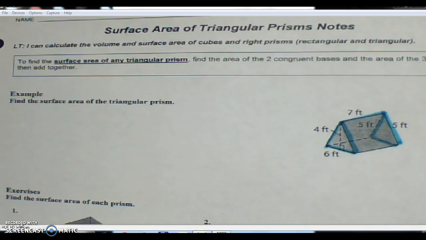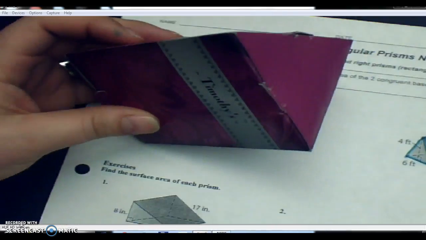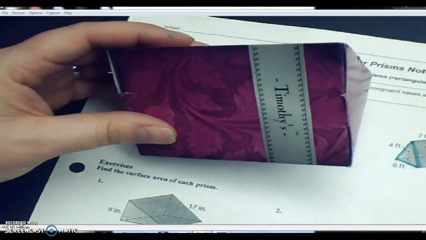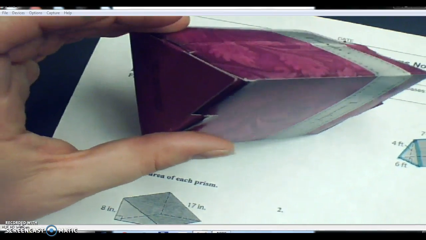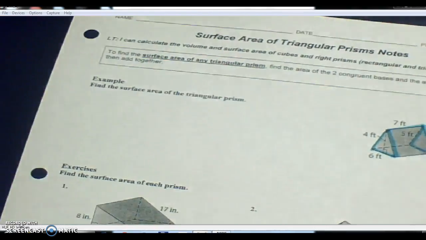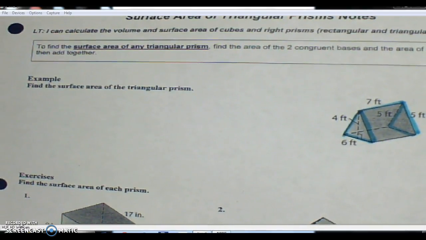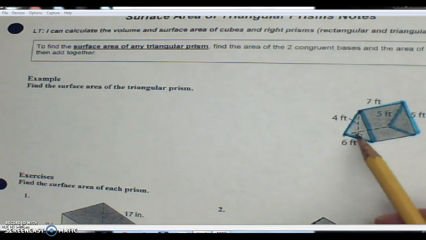So for example, if I showed you something like this triangular prism, the surface area would be how much cardboard is on this triangular prism. The volume is how much I can put inside of that triangular prism. We are going to look at the surface area. So we want to find the area of all of our bases and faces and add it together. Remember that we have two congruent bases that are triangles and three rectangular faces.